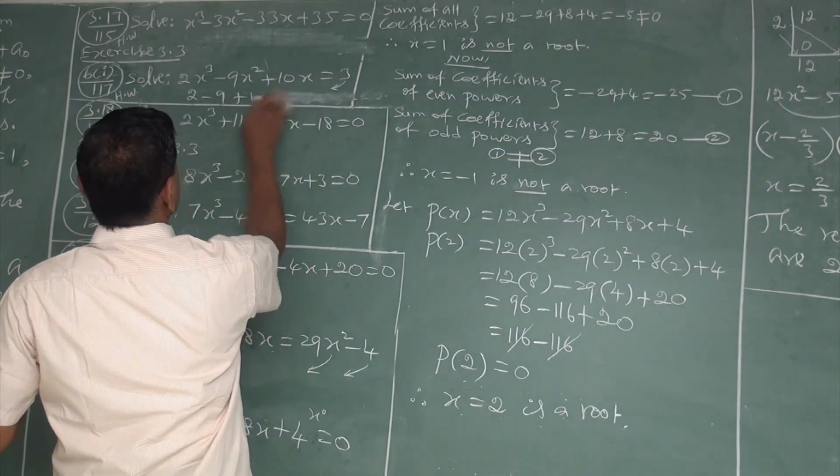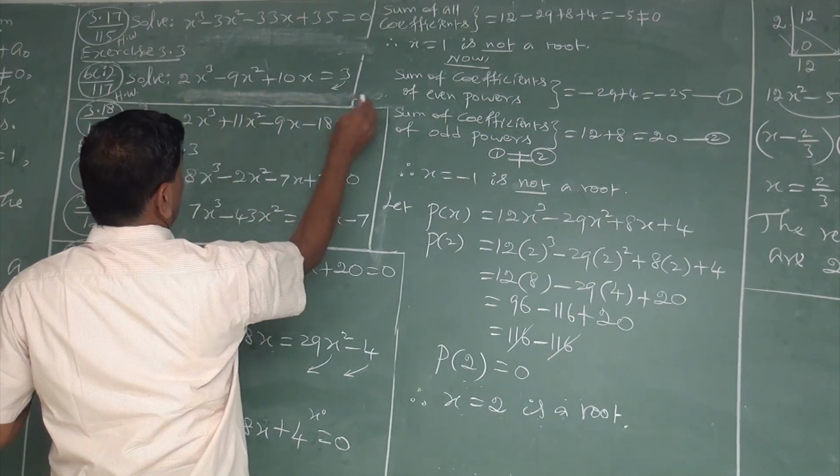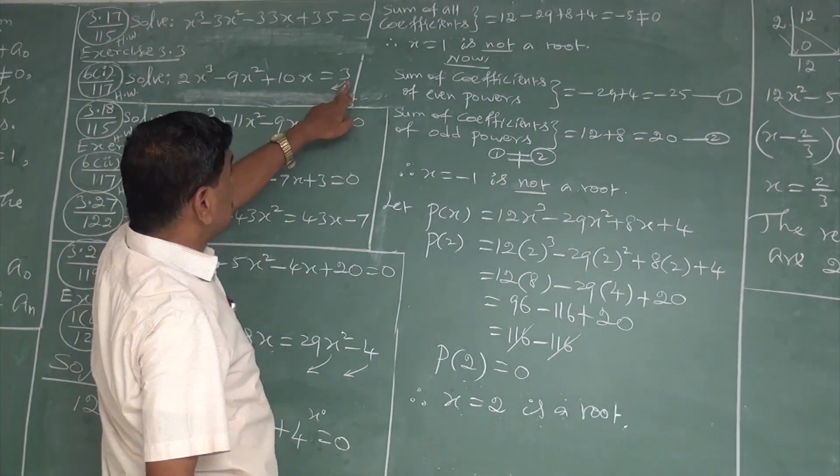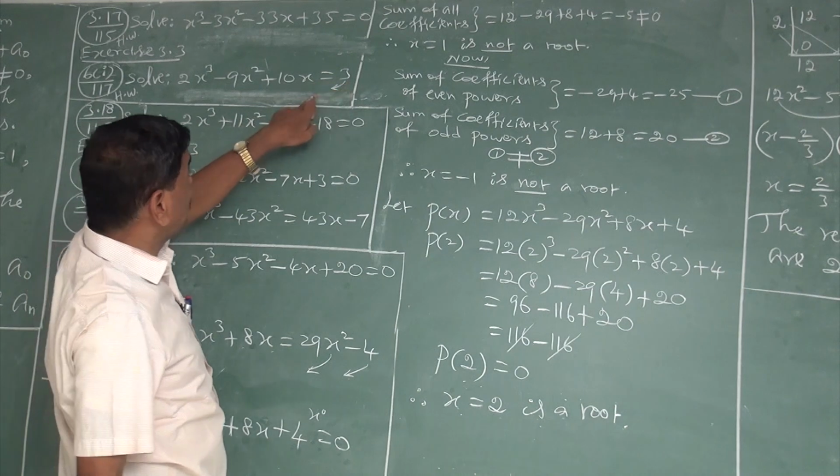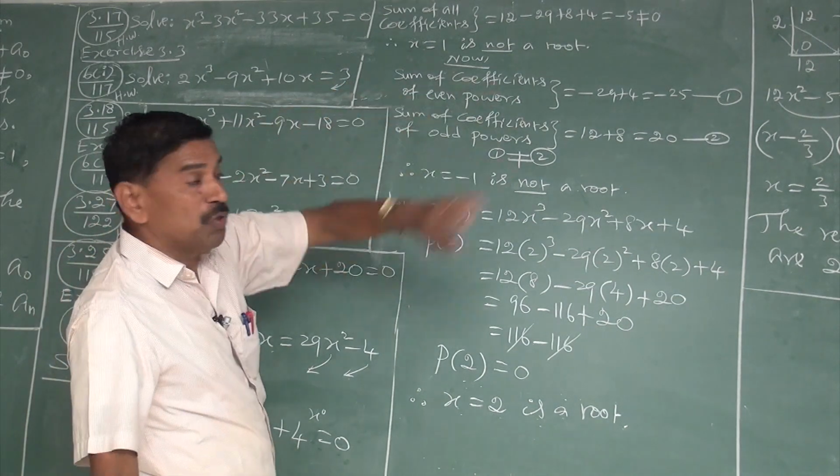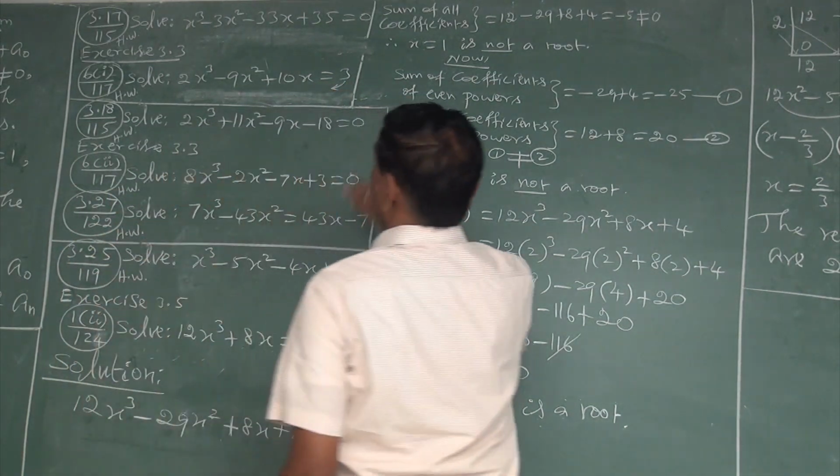But the second sum is not a direct question. Here the constant is on the right side. Bring it to the left side and it becomes minus 3 equal to 0. Then you do as it is. Okay, come to the third one.